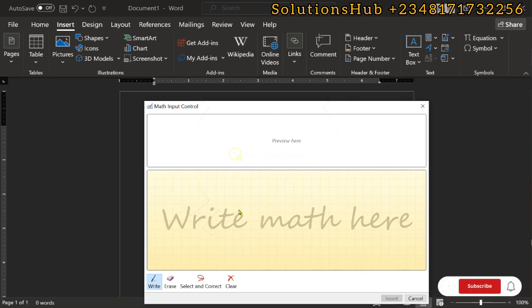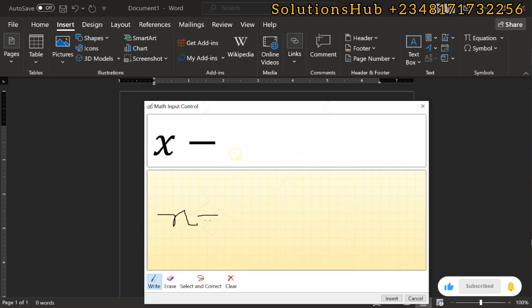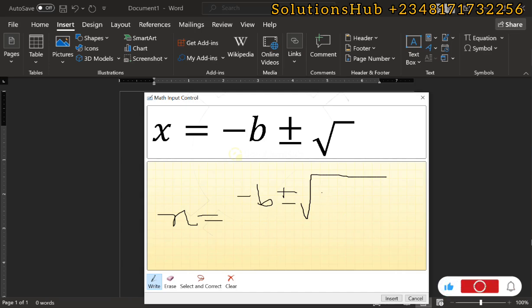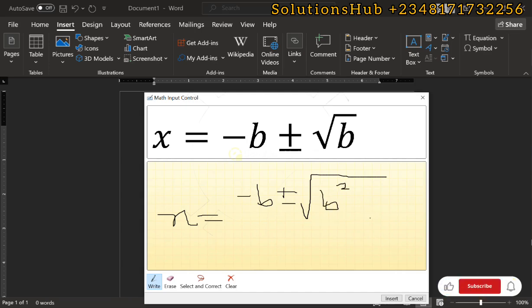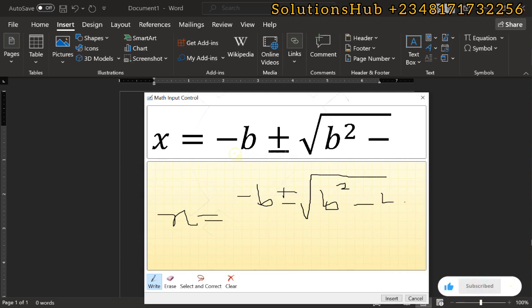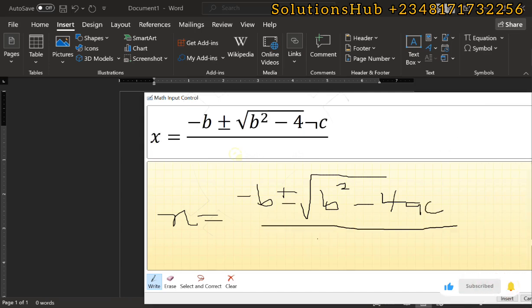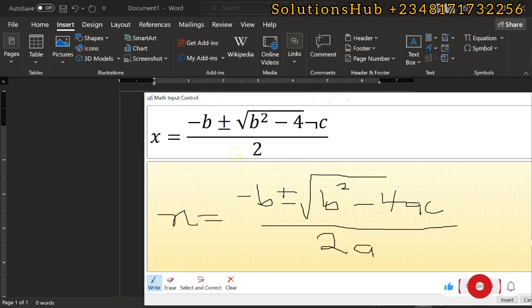So let's start with the quadratic formula. It states that x is equal to minus b plus or minus the square root of b squared minus 4ac, then 2a. Now you see that we have written our equation. It still needs a little bit of modification.